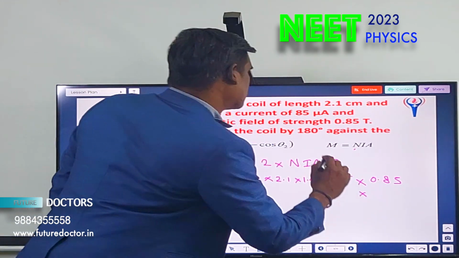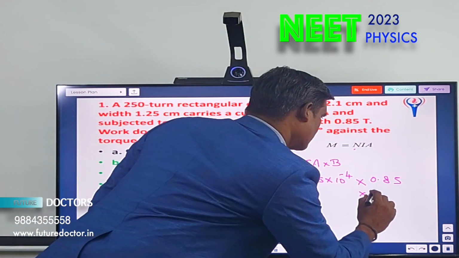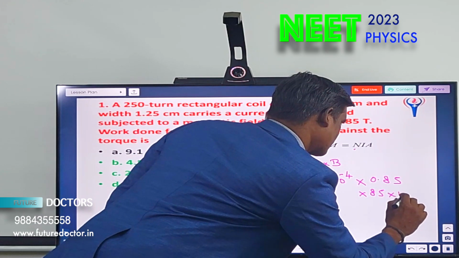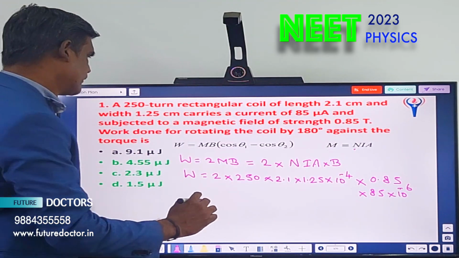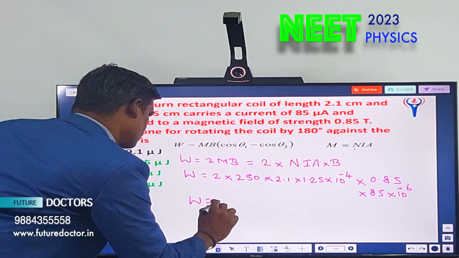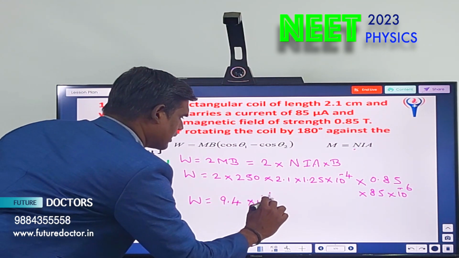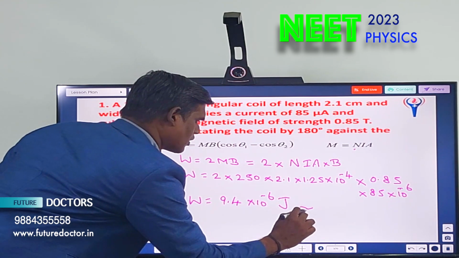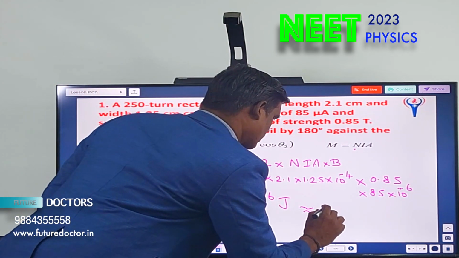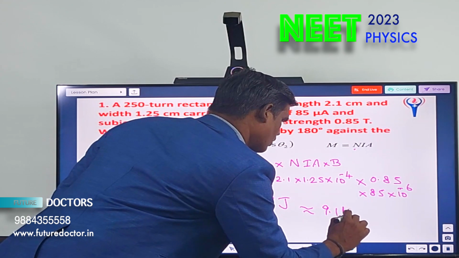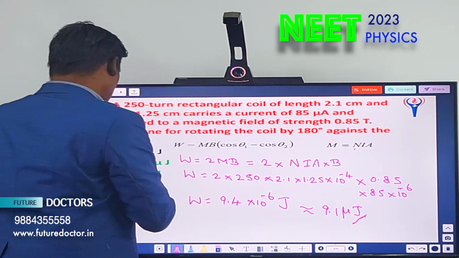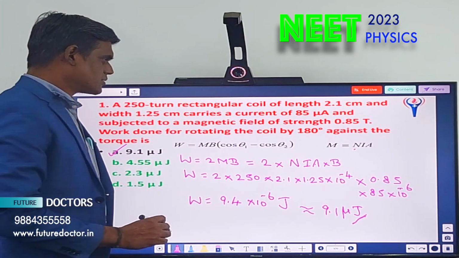I value is how much? I value is given, 85 microampere, 85 into 10 power minus 6. And if I simplify this, you will get W equal to 9.4 something into 10 power minus 6 joules. Approximately, as per this, 9.1 microjoules. Which option? Option A is the correct answer.